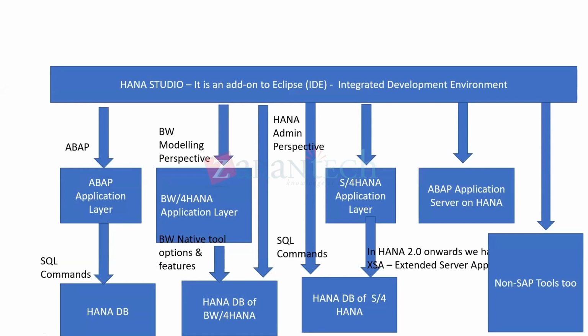Now, in short, this looks very scary, but I prepared this slide for the previous batch. In this slide, I'm saying that this is the HANA database, which is native HANA. You have a separate ABAP application layer. Using SQL commands, you access the information from the database. Using the ABAP language, you can access information via the ABAP application server. And there is something called the ABAP perspective in the HANA Studio.